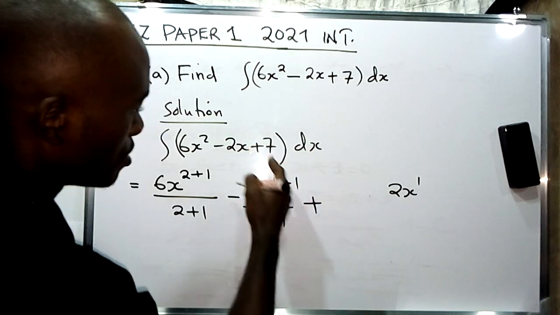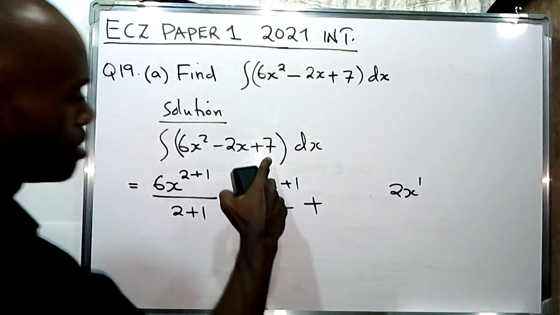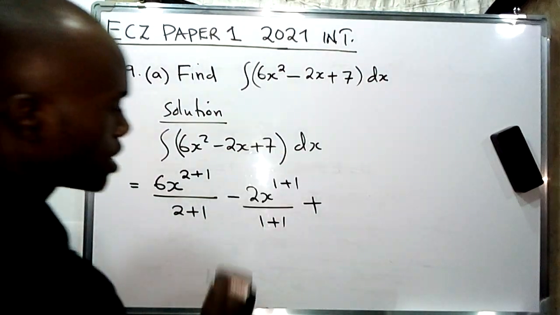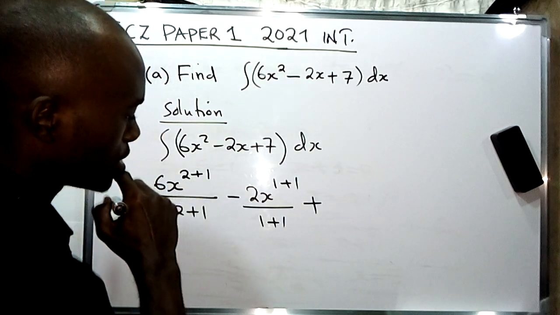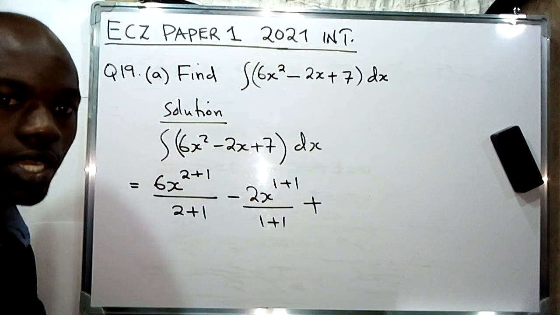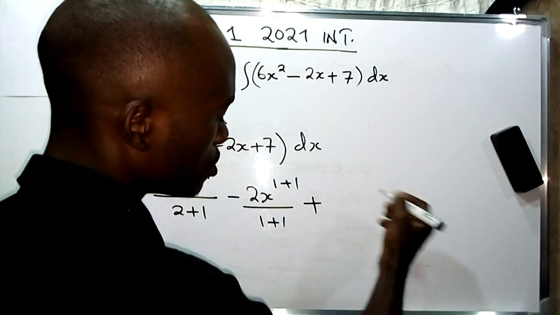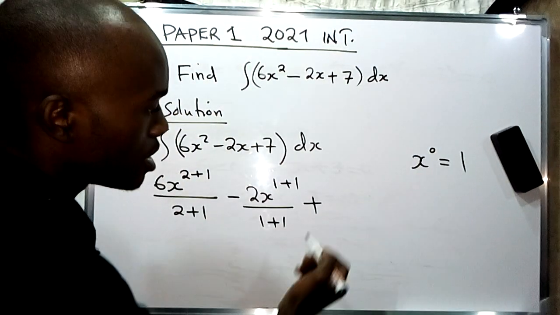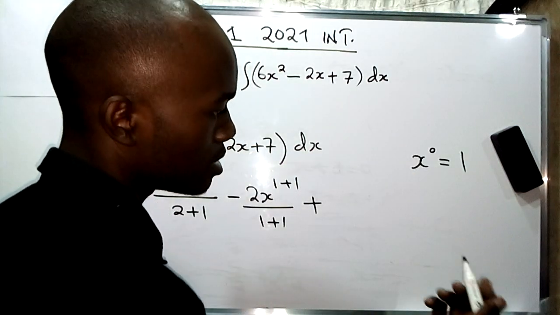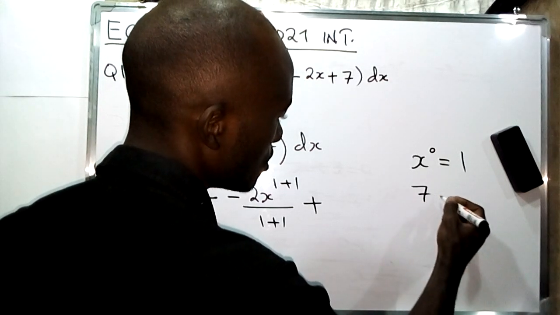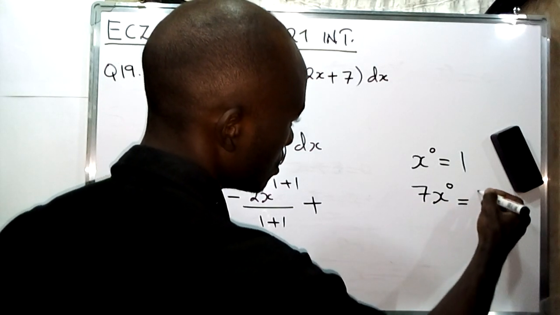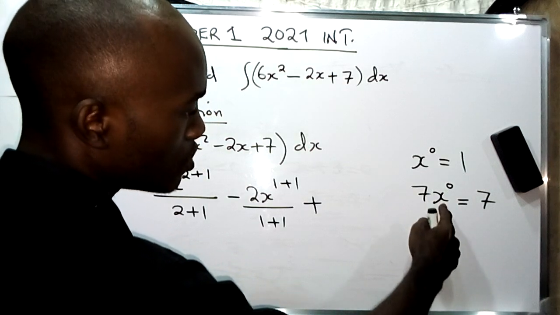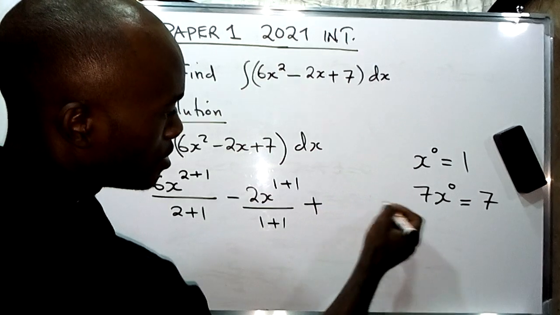Then we go to the last one now, which is 7. Notice that 7 doesn't have the variable x. Let's see what we are going to have. So 7 can also be written such that it will have the variable x. How? We now go back to the laws of indices. According to the laws of indices, any number raised to the power 0 is 1. We're going to use the same concept to write 7 so that it has the variable x. So 7x to the power 0 is just the same as 7, because x to the power 0 is 1, so it will be 7 times 1, which gives us 7.